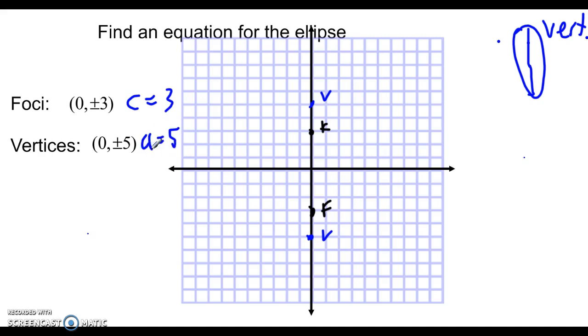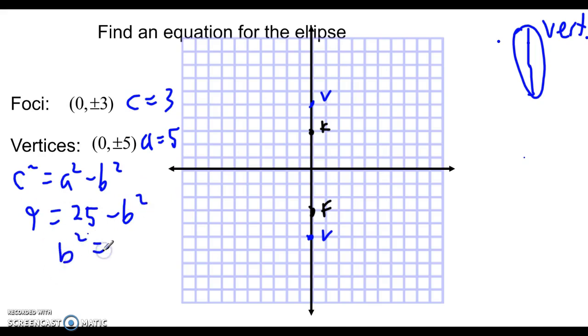There's a formula you learned for this, which was c squared equals a squared minus b squared. So 9 equals 25 minus b squared. So b squared equals 25 minus 9, which is 16, so b equals 4. So if I go to the right 4 and make a point, and to the left 4 units and make a point, those are my endpoints of the ellipse there, so I can actually draw the ellipse.